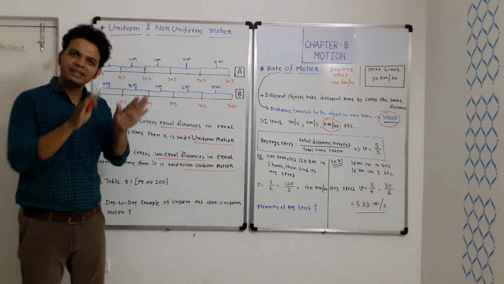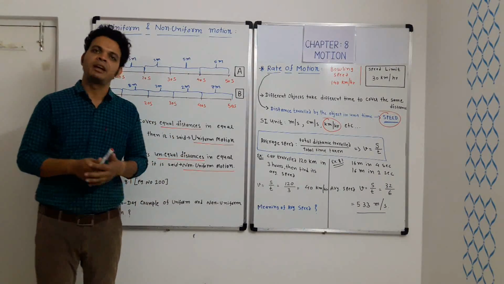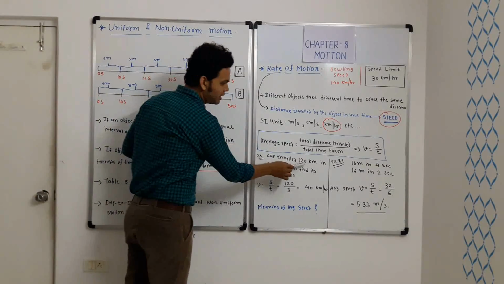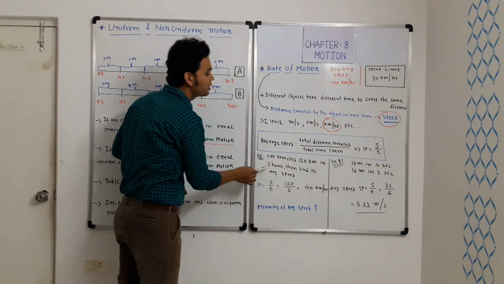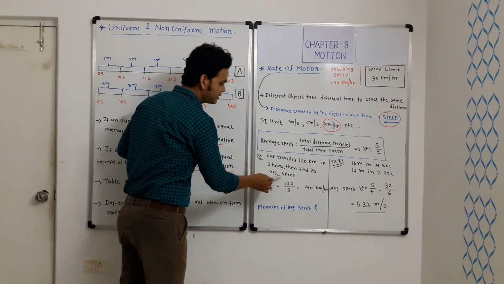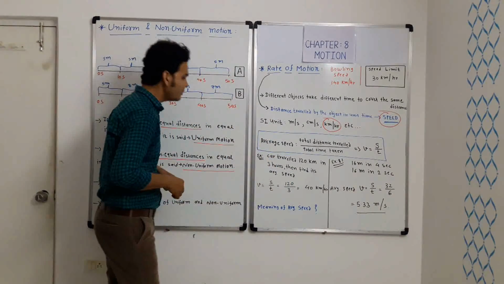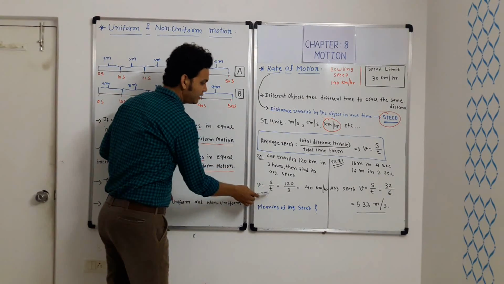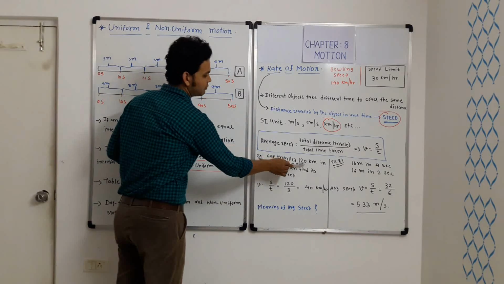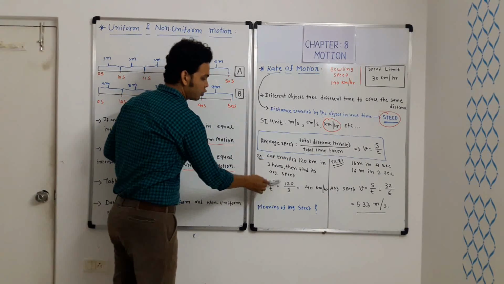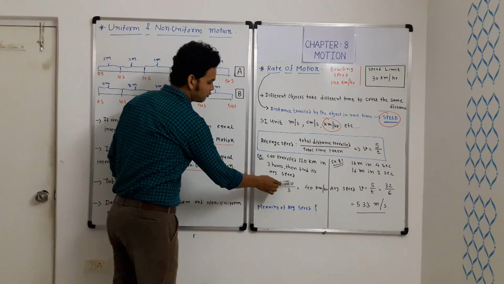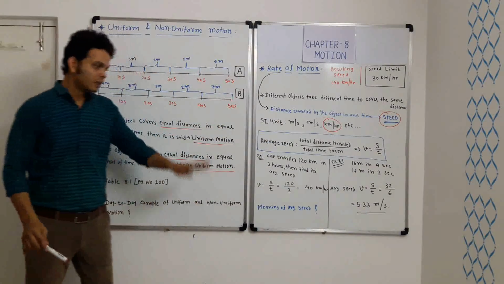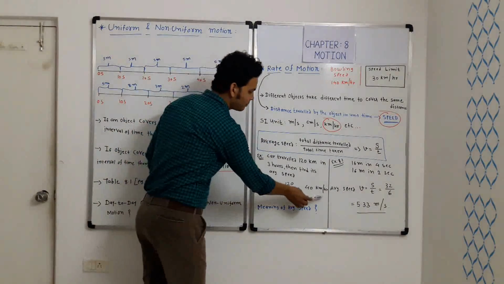Let us understand this terminology, average speed, with the help of an example. In this example, let's say a car traveled 120 km in 3 hours, then find its average speed. So we now have the formula. Average speed v is equal to s divided by t. So total distance traveled is 120 km. Total time taken is 3 hours. So 120 divided by 3 is 40 km per hour. So average speed is 40 km per hour.